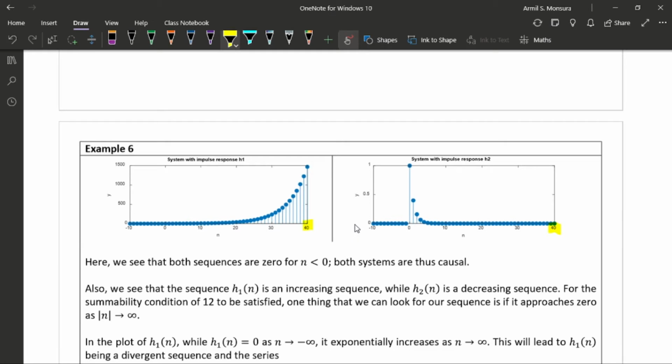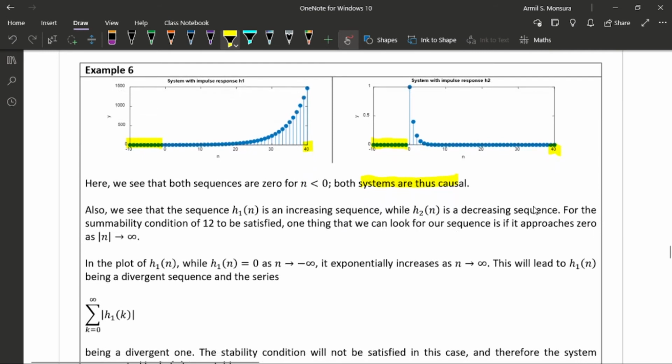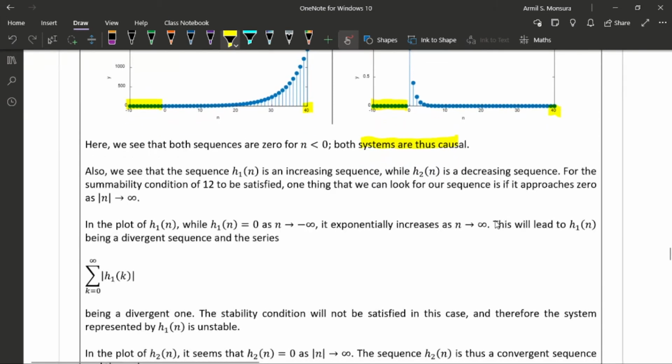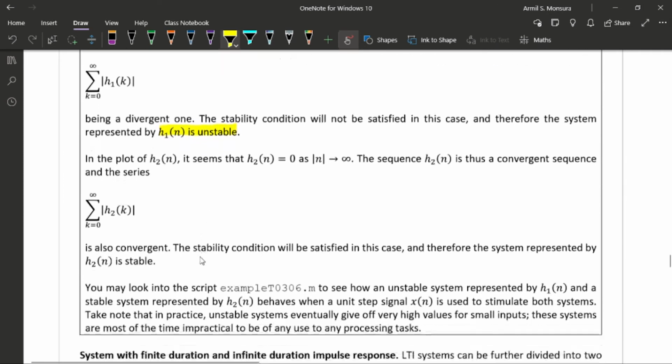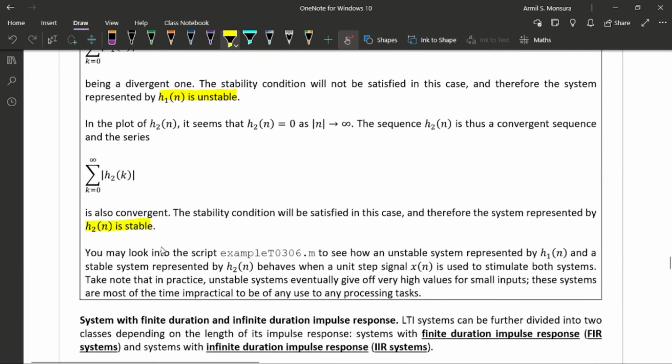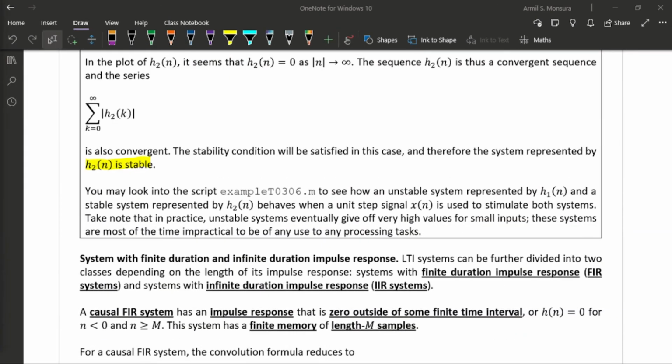Also, as we can see here, the values of your sequence are 0 for negative values of n. We can see that in our plots. So, we see that both systems are causal. H1 is an increasing sequence, H2 is a decreasing sequence. So therefore, we see that H1 is unstable, and H2 is stable.